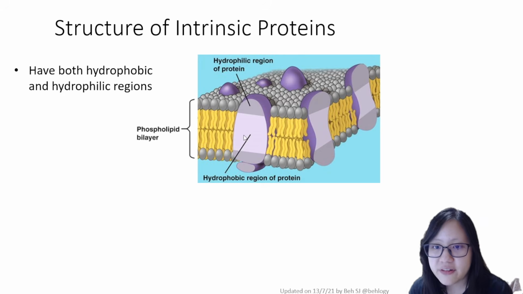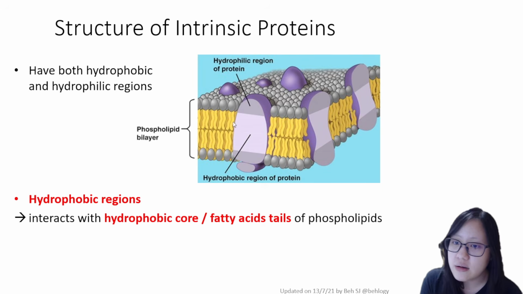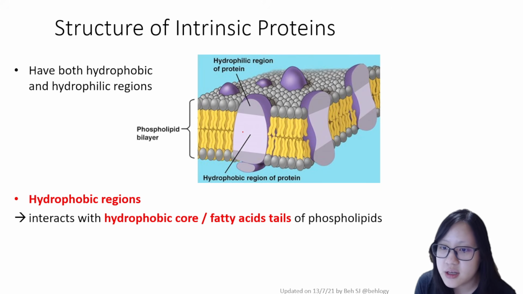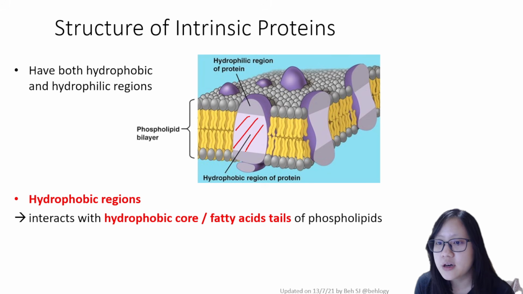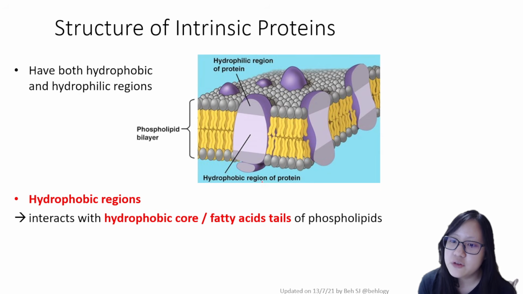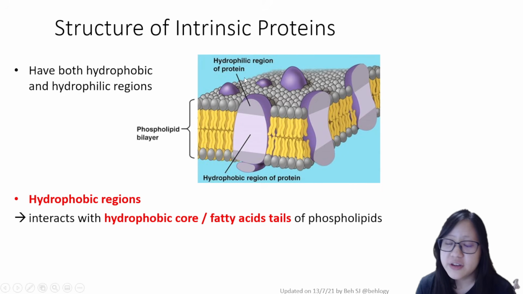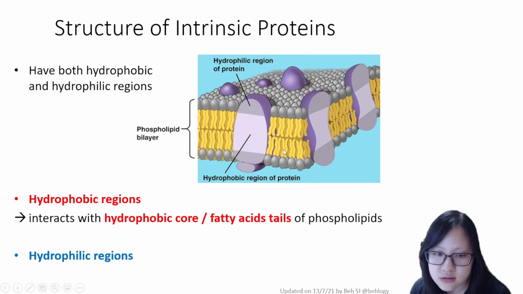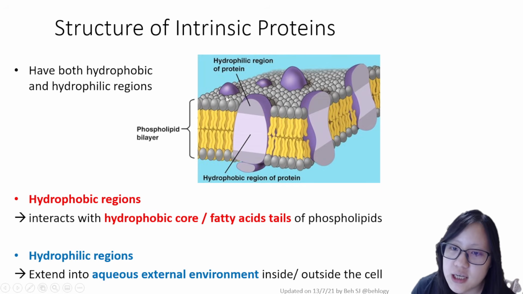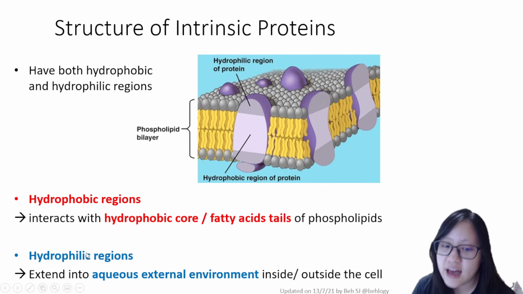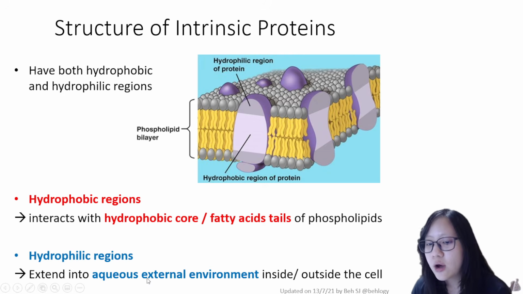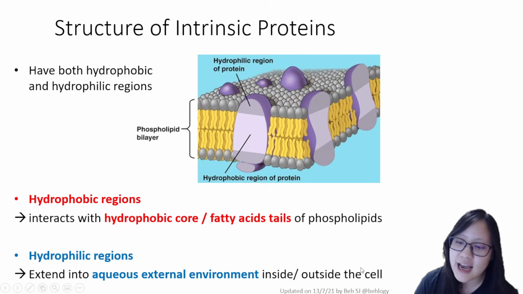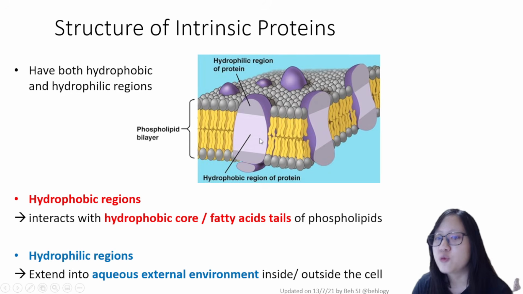The protein would have hydrophobic regions that interact with the hydrophobic core, or the fatty acid tails of the phospholipids. Here you can see in lighter purple how this hydrophobic region can interact with the hydrophobic core. Now, how about the hydrophilic regions? That's kind of common sense by now, right? So hydrophilic regions would interact with the hydrophilic heads and extend into the aqueous external environment, inside or outside the cell, and interact with water.